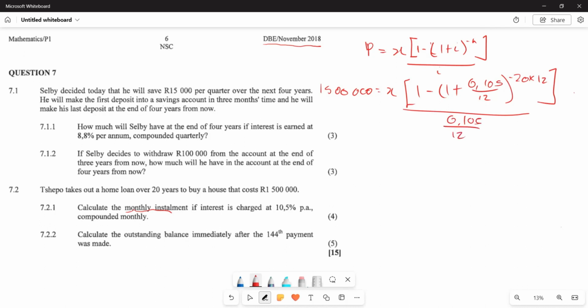And then let's try and calculate what it is that we are going to have. To calculate for our x, what we are going to do is start by cross multiplying, right?